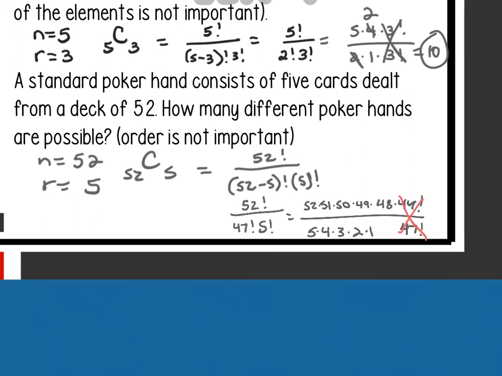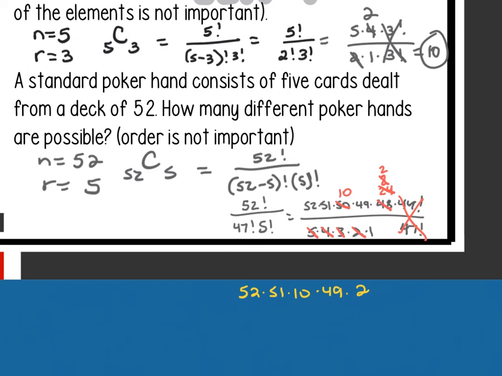Probably on something this big, you'd have your calculator, but let's work it through just in case. So I could go 2 into 48, 24 times, 3 into 24, 8 times, 4 into 8, 2 times, 5 can go into 50, 10 times. So then I would have to do 52 times 51 times 10 times 49 times 2. I'm going to cheat and use the calculator.